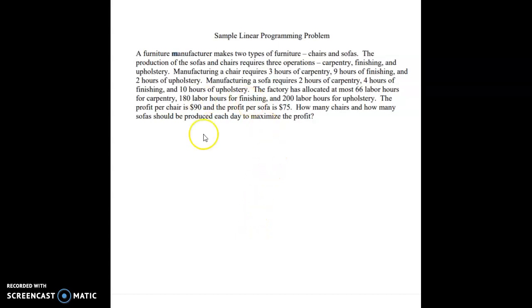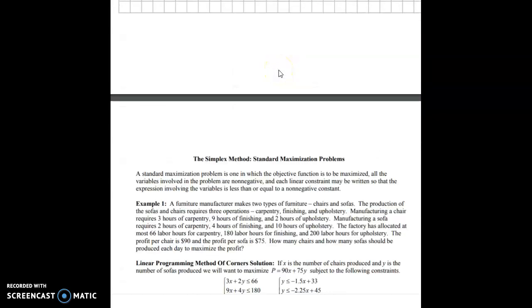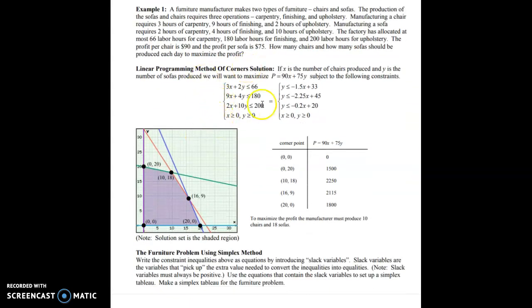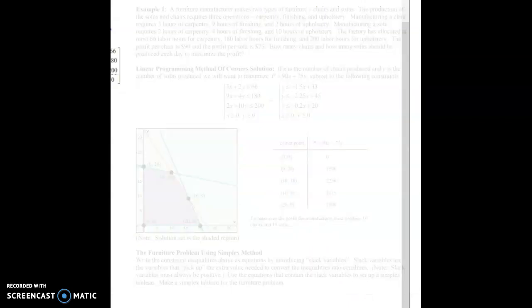Okay, I just wanted to show you the technology that went with this. We set this up today. We had sofa and chairs, and then we have carpentry, finishing, and upholstery. So I'm going to scroll down a little bit. So here's the constraints, right? And if you graphed it and did corner points, this is what you'd have. But we're going to go ahead and do the simplex method. And so let me pull this up.